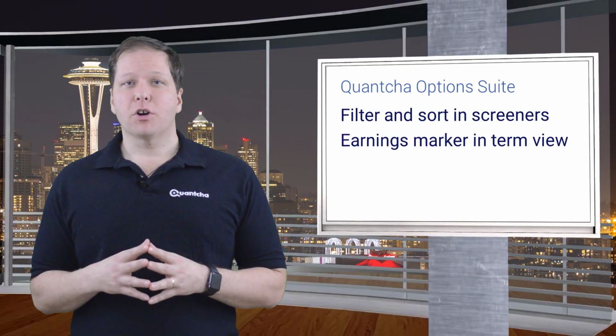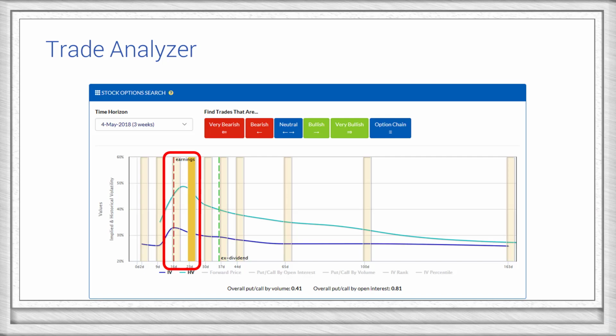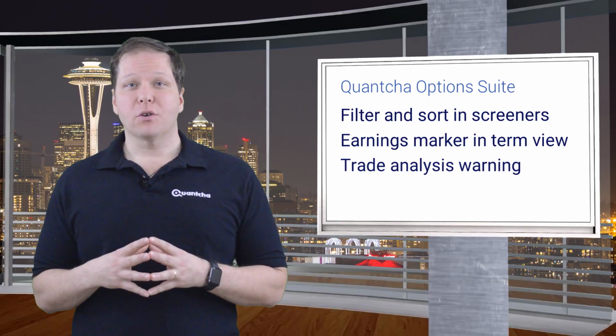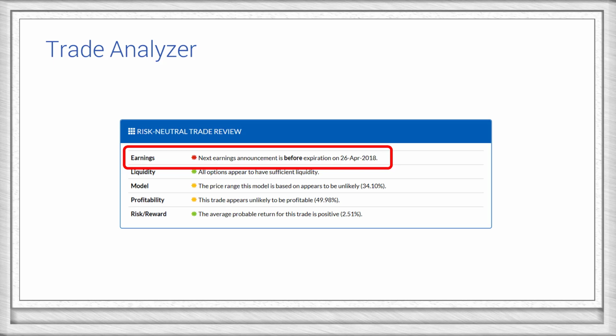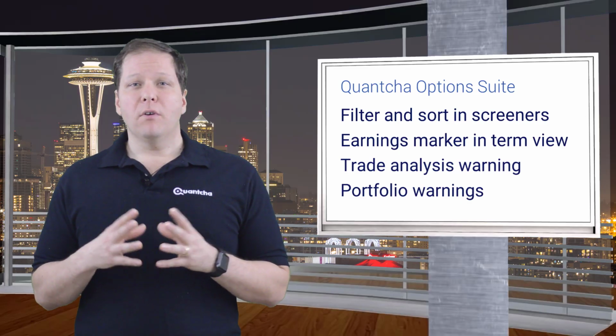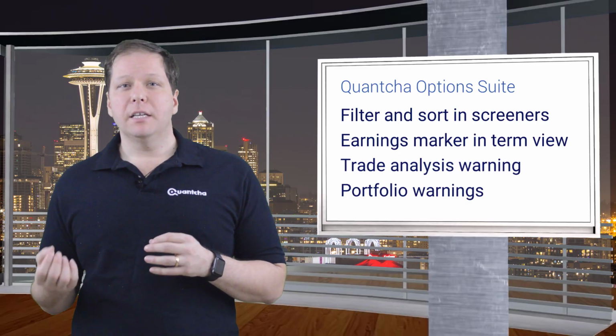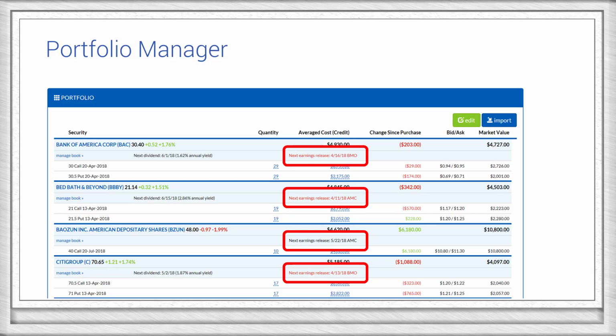You'll also see an earnings marker in each stock's term view. This marker makes it easy to see where each option expiration is relative to the next earnings announcement, as well as how various metrics stack up against it. Our trade analyzer also keeps you aware of the next earnings announcement date. Whether you have options expiring before or after earnings, the trade review lets you know exactly where it is so that you can plan accordingly. We've also integrated details about the next earnings announcement into the portfolio view. You'll be able to see the next expected date in line with your current holdings. If it's within a week, we'll print it in red to make it more obvious.